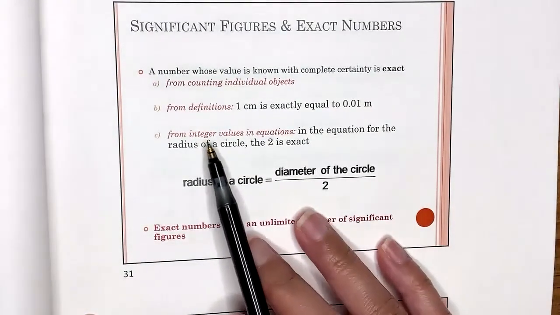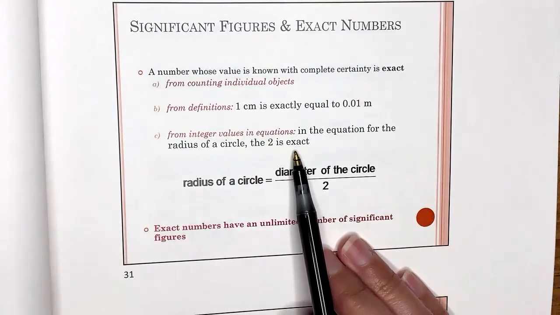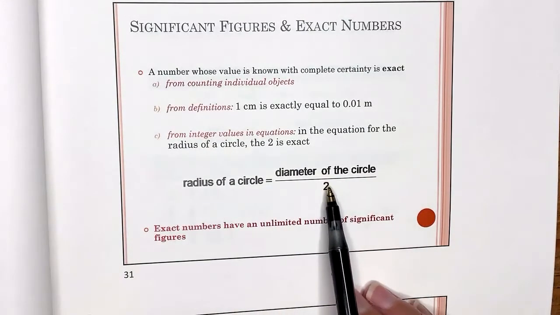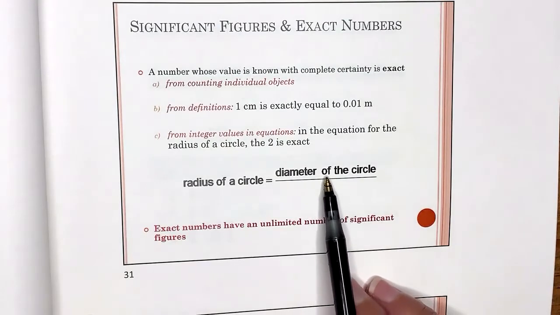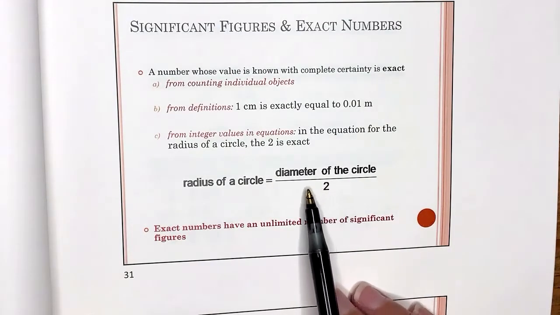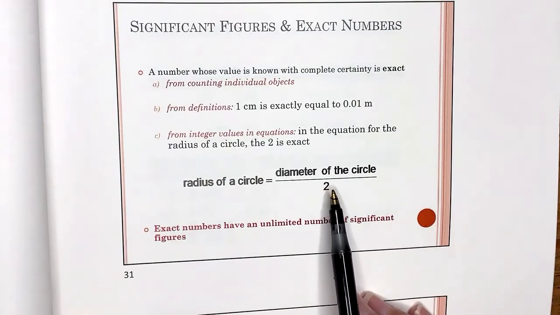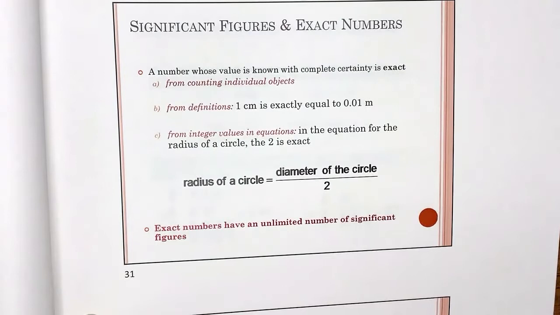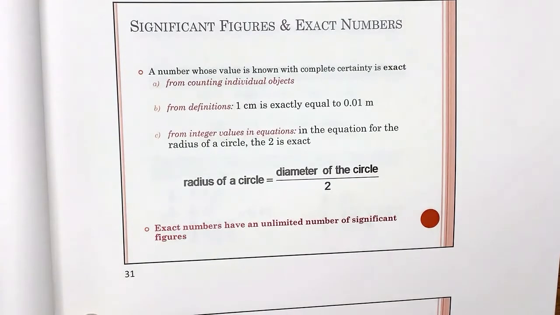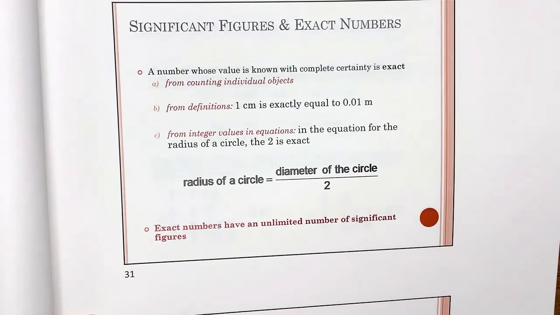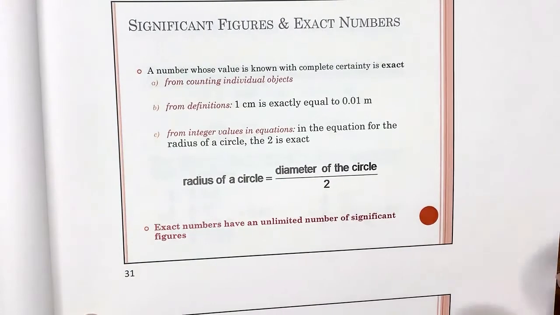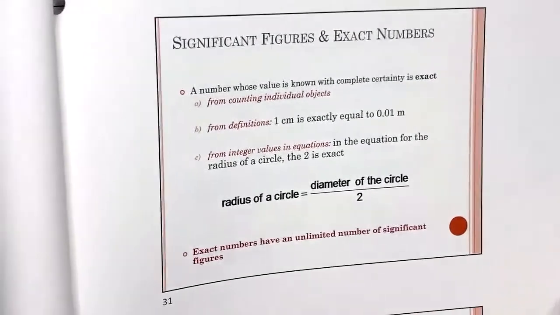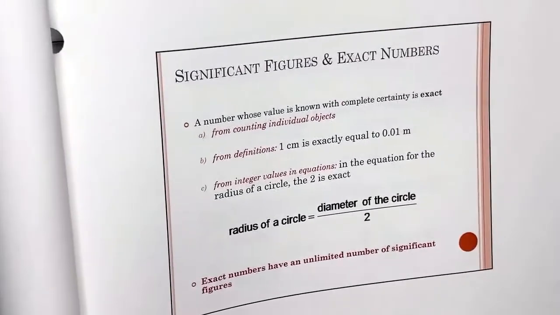Okay, now if you have equations, radius is half of diameter. So this diameter divided by 2 is exactly 2. This also is unlimited sig figs because it's exactly 2, so it's 2.000000 forever 0. Okay, so when something has unlimited sig figs, we don't have to worry about counting them during our calculations because they're unlimited. We look at the other numbers that are smaller. Okay, so let's take a look at some examples here.